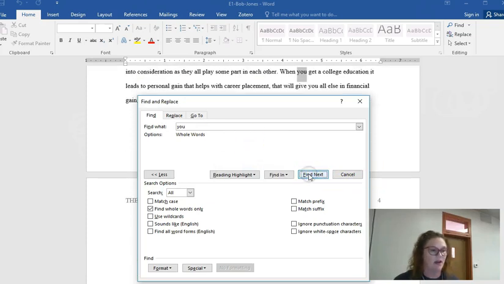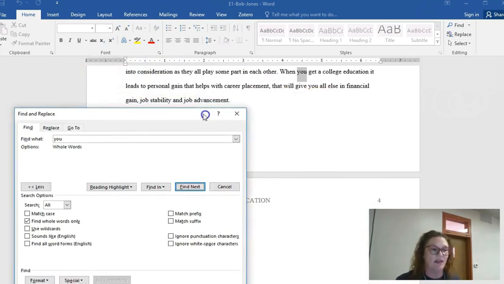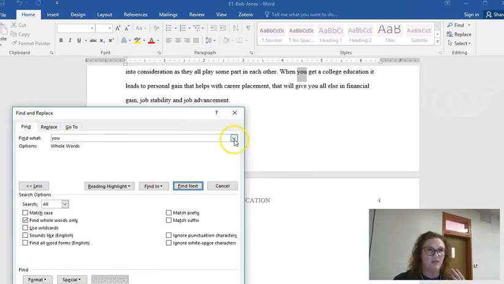Second person pronouns. Oh, there we go. I missed one. When you get a college education, and again, we don't use second person in our academic writing, in those documents. So I'm going to go in and replace this with a third person noun, really, a third person pronoun. So instead of saying when you get a college education, I'm going to put something like when a student gets a college education, or when an individual gets a college education.